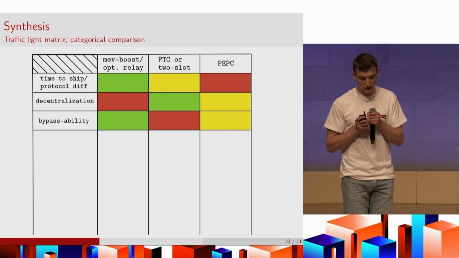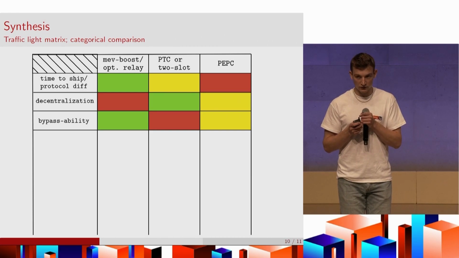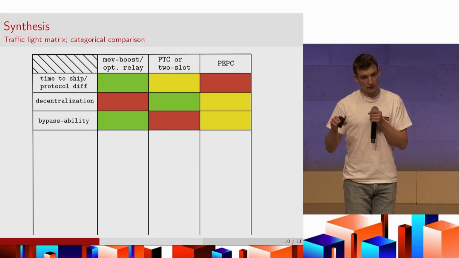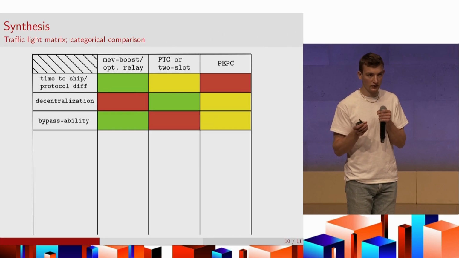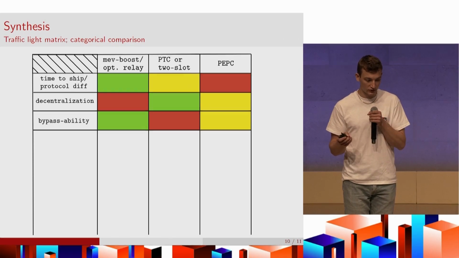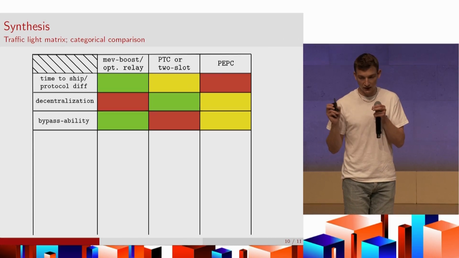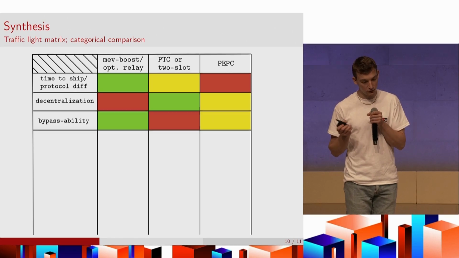Bypassability. This is the idea that there's some way to get around the mechanism that we design, and for builders to collude with proposers. Typically, the process is builders colluding with proposers to avoid any kind of tax imposed by the system or any inefficiency imposed by the system.